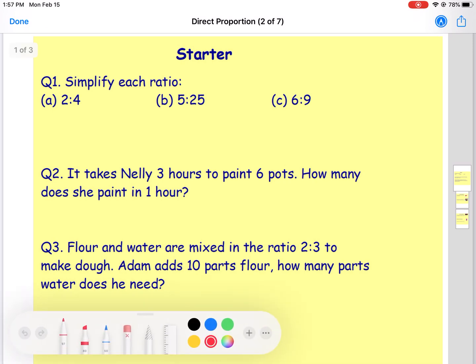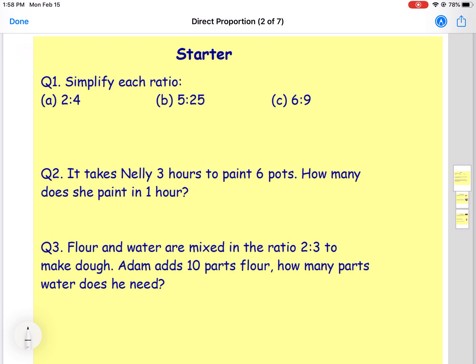Right, so the answers to these then, we have got, first of all, to simplify the ratios in question 1. The ratio in A can both be divided by 2, therefore giving us the simplified ratio of 1 to 2. The two numbers in B can be divided by 5, giving us the simplified ratio 1 to 5. And the two numbers in C can be divided by 3, giving us a simplified ratio 2 to 3.